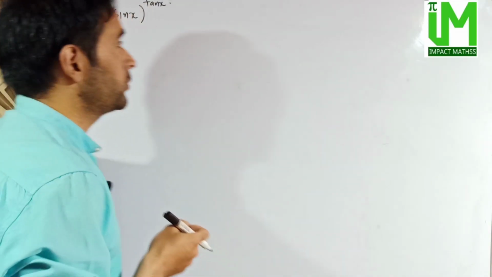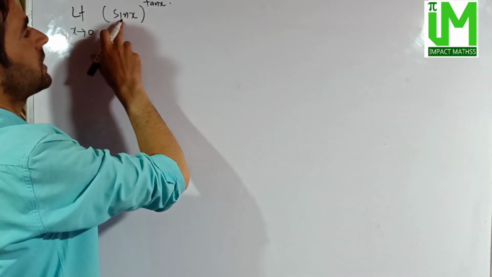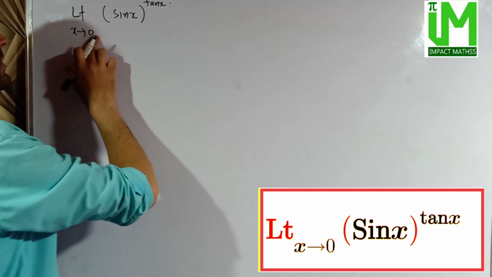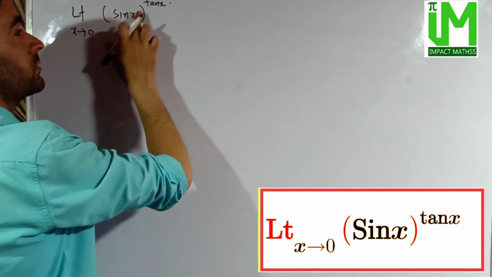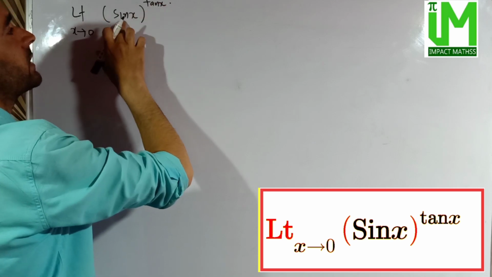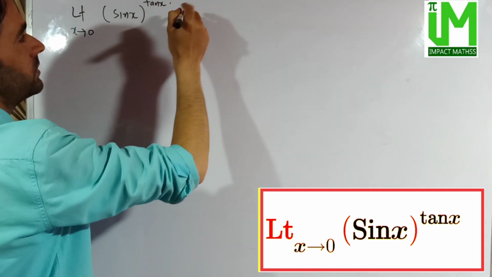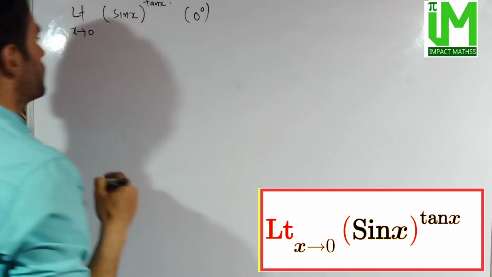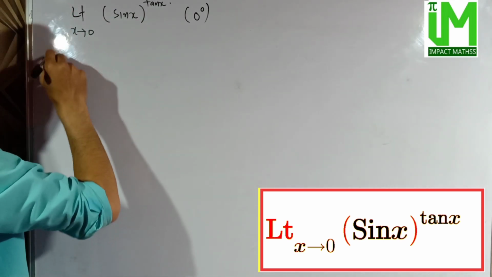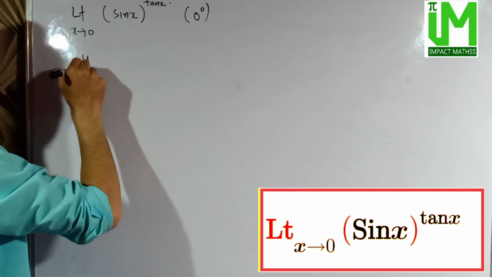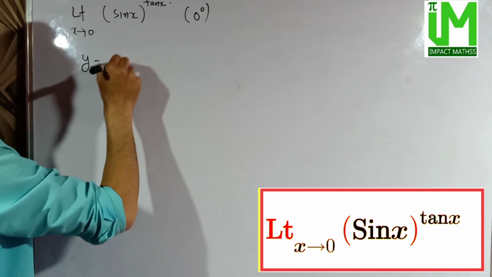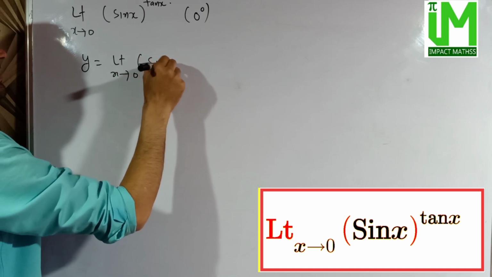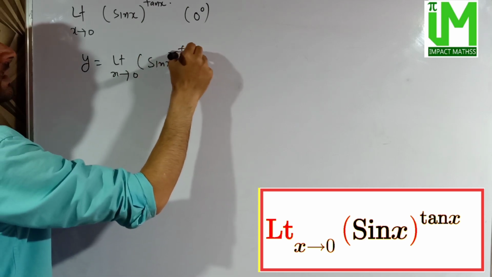So next example is limit x tends to 0 of sin x raised to power tan x. When x tends to 0, this will be sin 0 raised to power tan 0, and sin 0 is 0 and tan 0 is 0, so this is 0 raised to power 0 type. So we'll write, let y be the limiting value, let y is equal to limit x approaches 0 of sin x raised to power tan x.